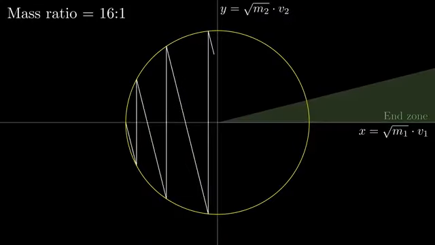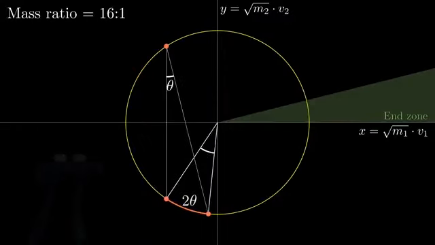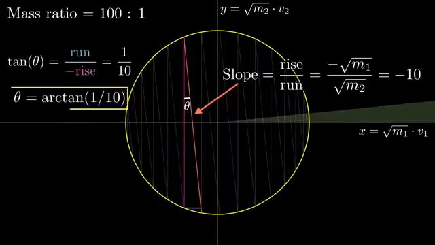Then repeat the process. The circle is then cut into segments of equal length, forming a theta angle with the circle's center. Finally, you can determine with the inscribed angle theorem that theta equals arctan of square root of m1 over m2, which comes out to pi.